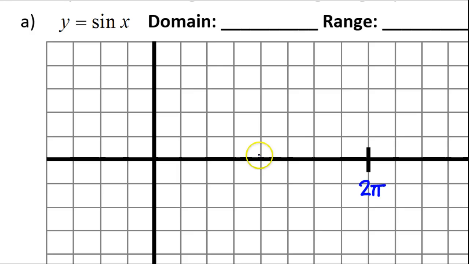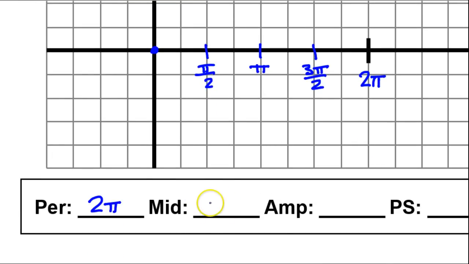And if that's 2 pi, then that means right here halfway is going to be 1 pi, and half of that is going to be pi over 2. And then this is 3 of these, so this will be 3 pi over 2. Okay, so we know that the sine function starts off at 0, or wherever the midline is. And we've memorized that the midline of the sine function is the line y equals 0.